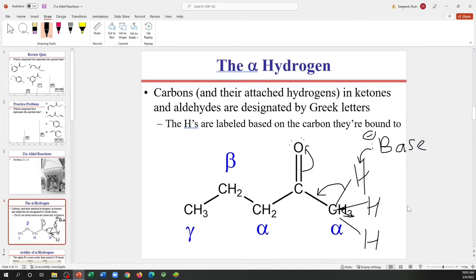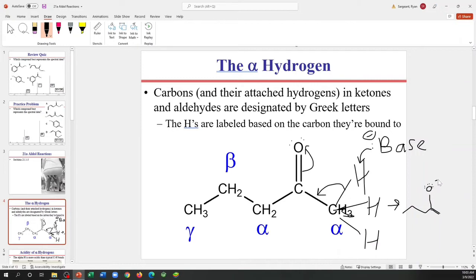These electrons will drop down to make a pi bond and push out here onto the oxygen to form an enolate. The enolate will look like, in a little bit of space I have here, I have 5 carbons, 1, 2, 3, 4, 5. The enolate will involve a carbon-carbon double bond right here with the oxygen carrying the negative charge.